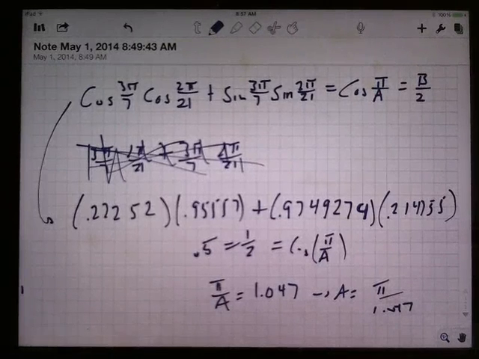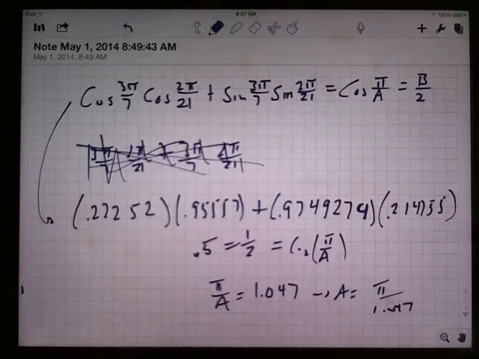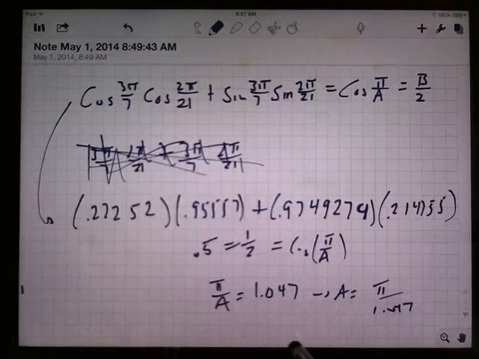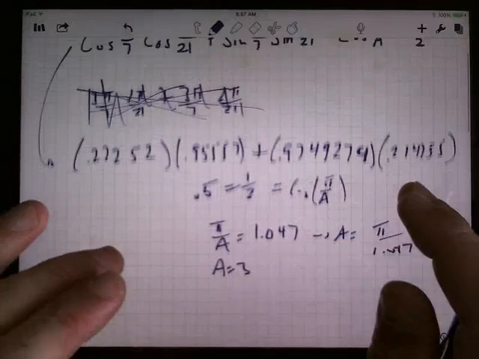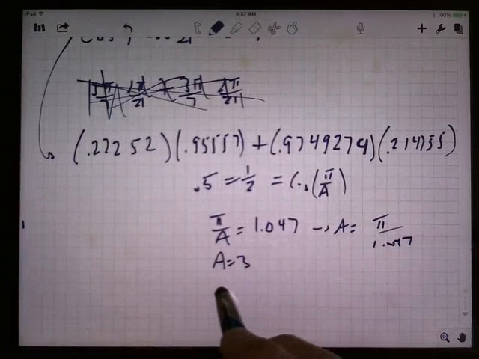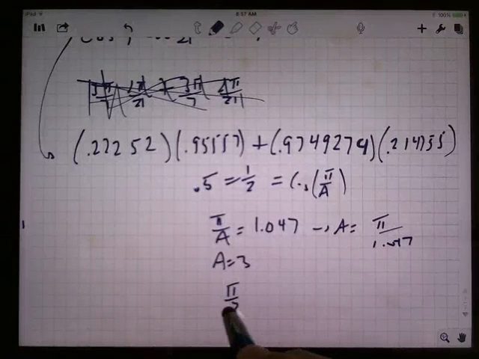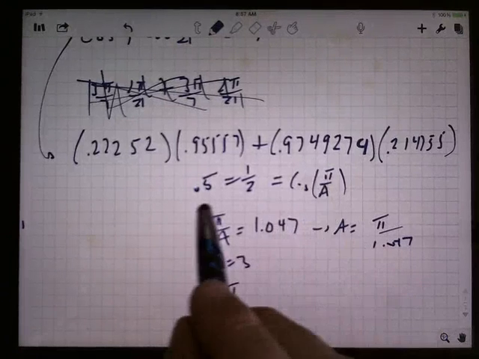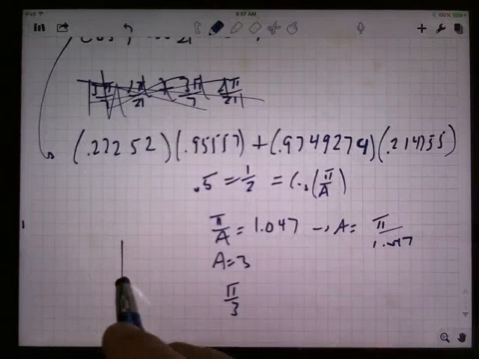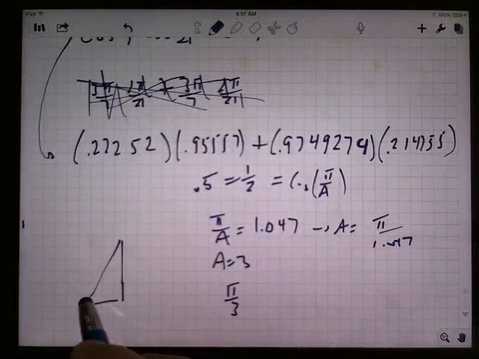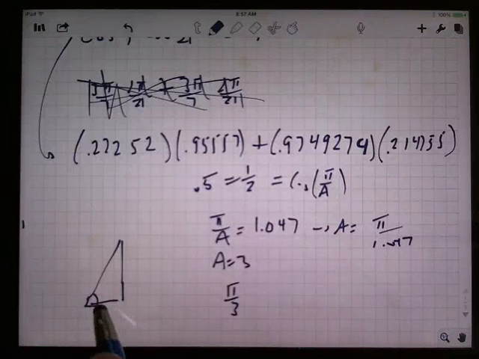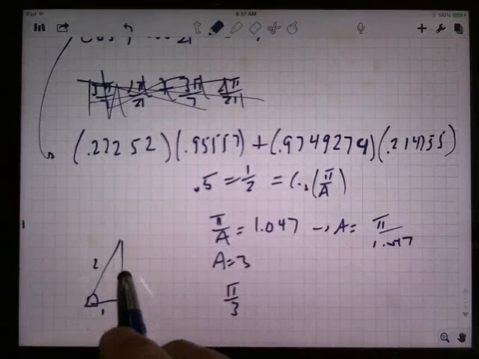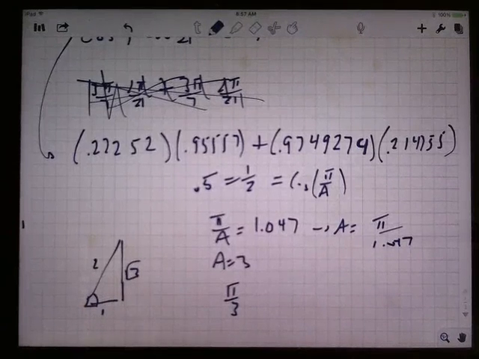And I'm not going to round, I'm going to say pi divided by the answer, and it gives me 3. Maybe I should have known that, I probably should have: the angle is pi divided by 3. Cosine of pi divided by 3 is a half. Pi divided by 3 is the same as a 60-degree angle. The cosine is a half. 1, 2, square root of 3 triangle for that 30, 60, 90.